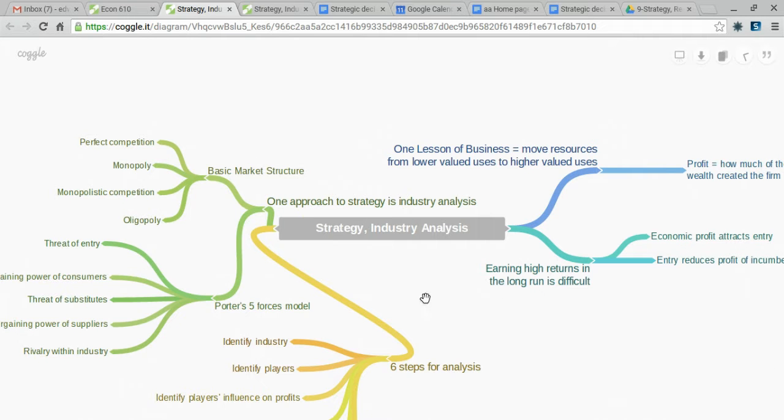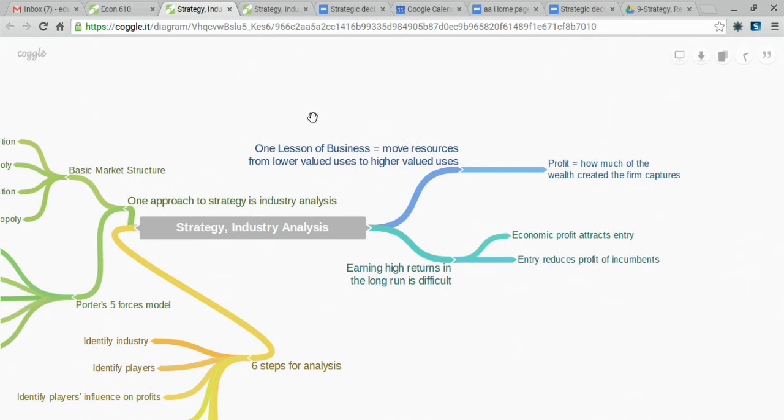Here's a Kugel for strategy industry view. The one lesson of business is to move resources from lower valued uses to higher valued uses. Moving resources from lower valued uses to higher valued uses creates wealth. Profit is how much of the wealth created the firm captures.